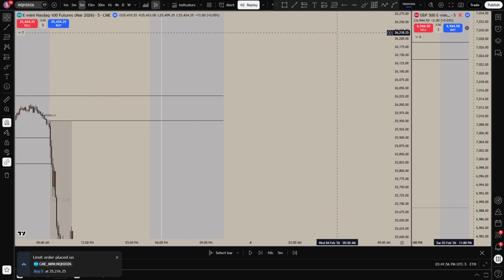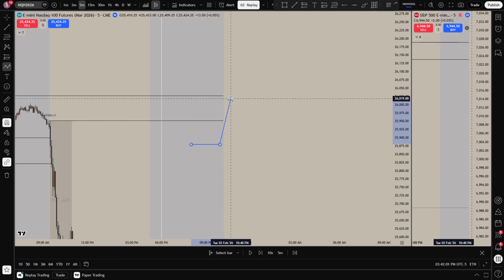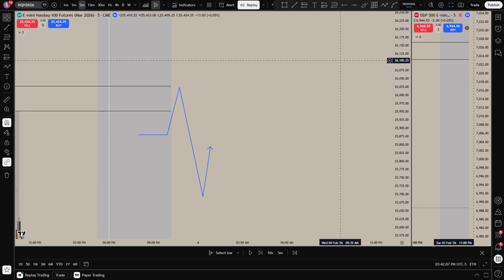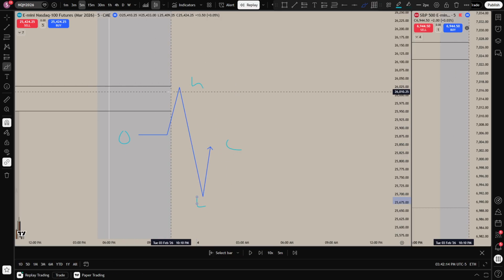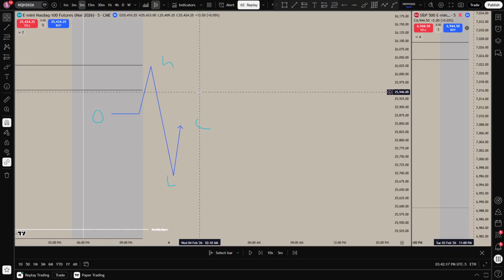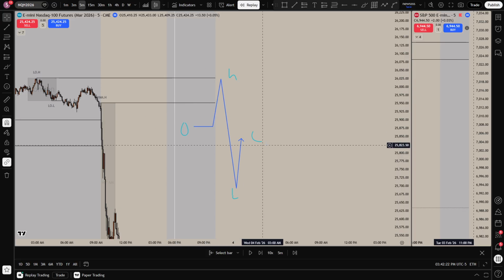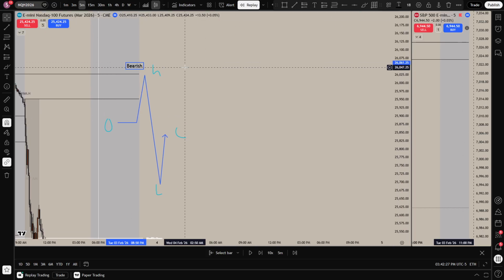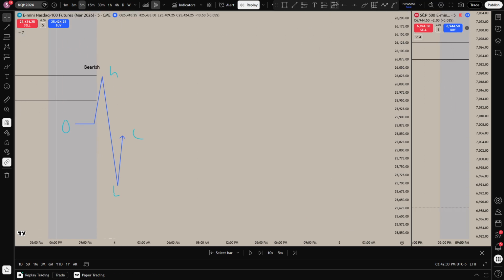So an open, low, high, close would be something like this, right? Open, high, low, close. That's your open. I'll mark it out for you. Open, high, low, close, right? Open, high, low, close. This is what we want to call a bearish candle. So a bearish candle is going to look like this. I'll type in bearish for you guys. Bearish also means down. So bearish, down candle right here.